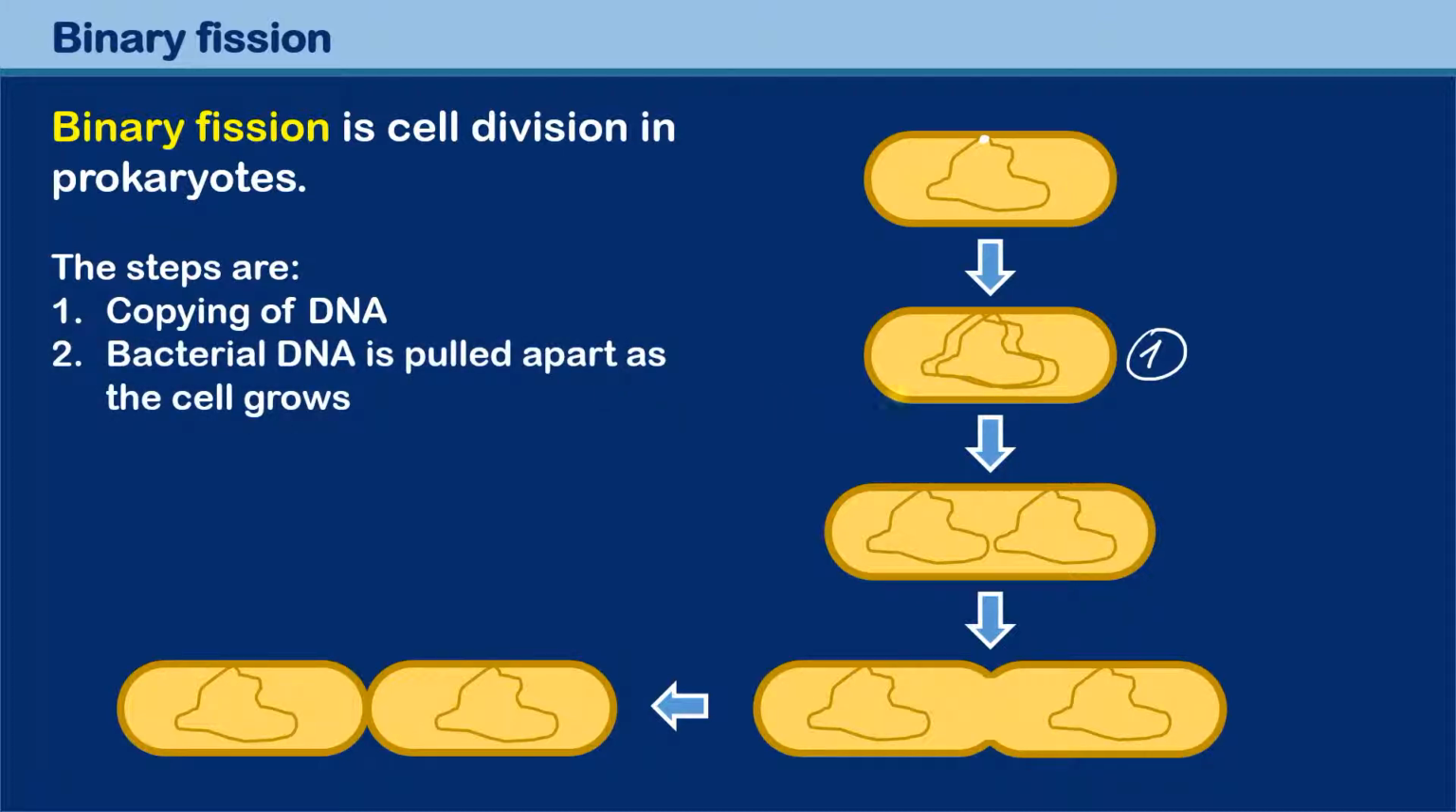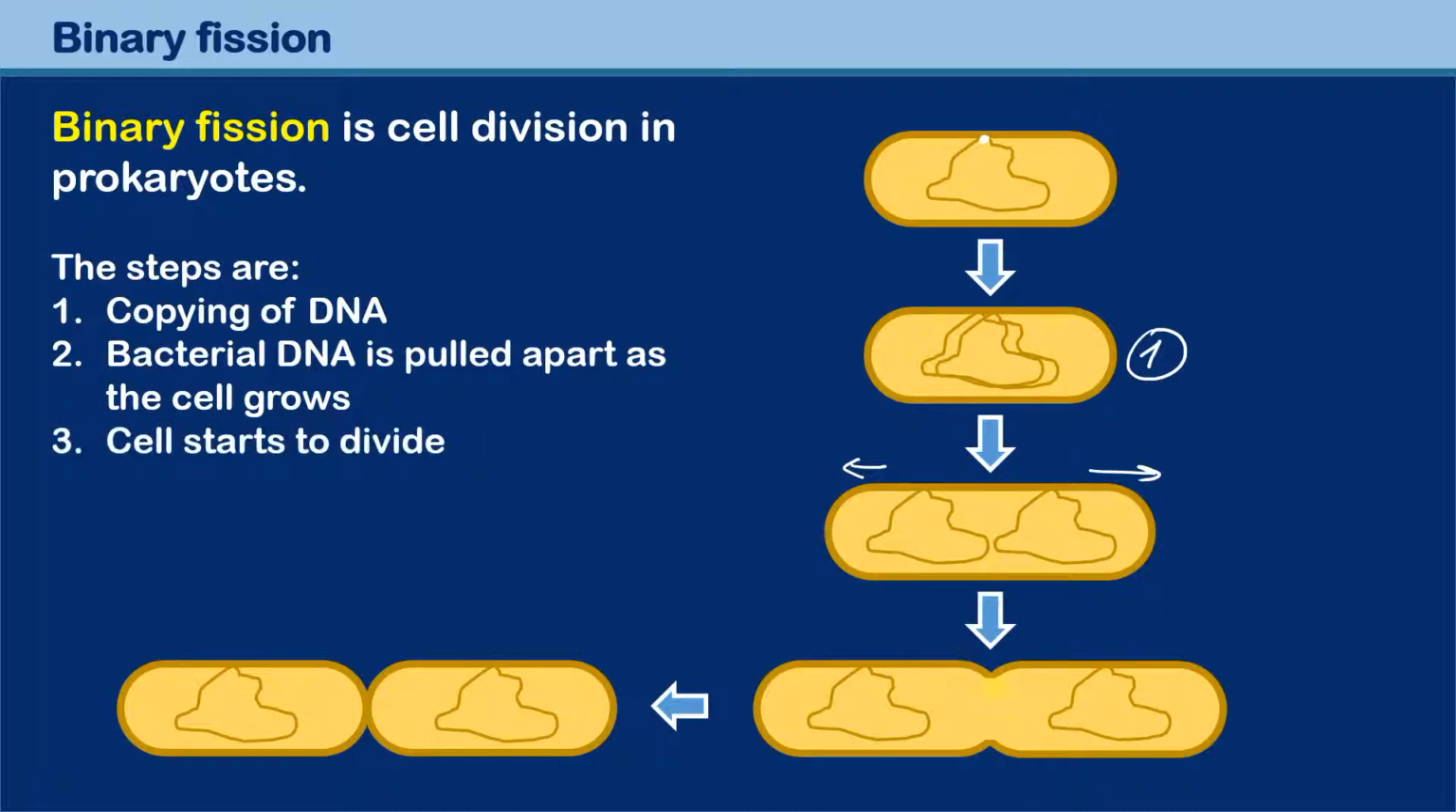Now the bacterial DNA over here is pulled apart as the cell grows, and you can probably see already that this cell is a little bit larger than this one over here because it's growing. And as it's growing, the DNA, which is connected to the side over here, is pulled apart. And cells that grow have a lower surface area to volume ratio, and therefore they have to divide to restore the surface area again. And that's basically what it's doing in the next step.